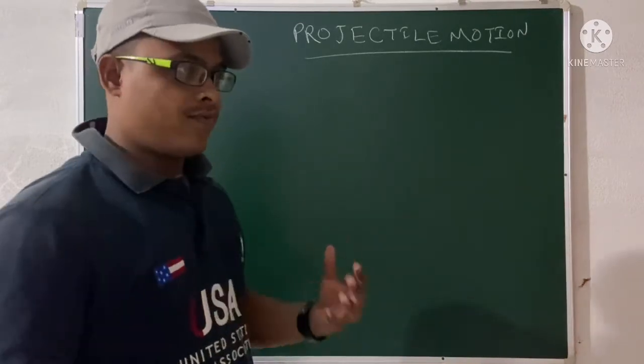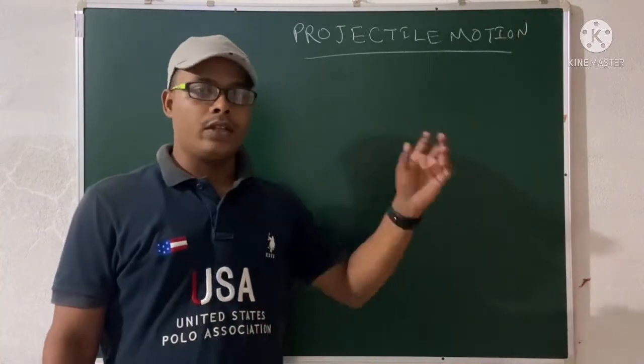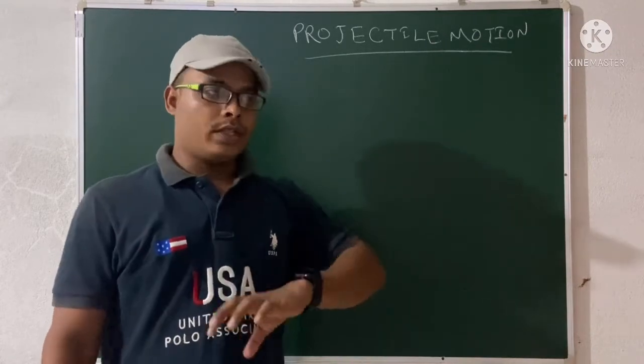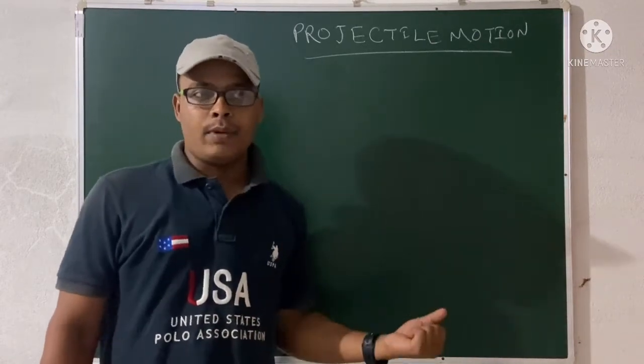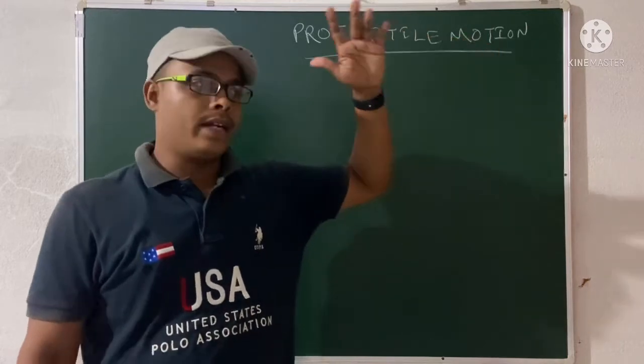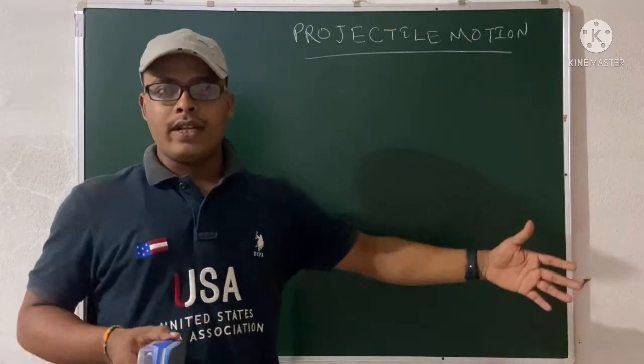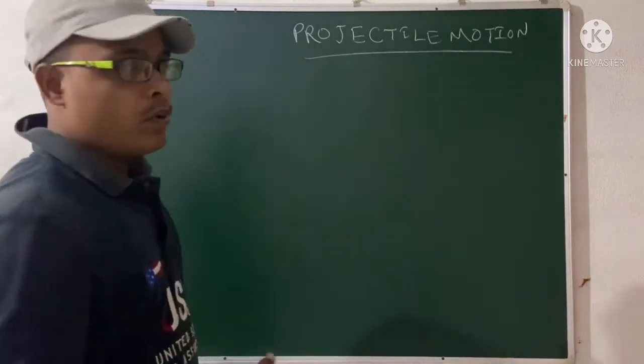First of all, the body will move in the air with an initial velocity, with a final velocity, then it will reach a maximum height, and it will also pass through a distance. That means a body will be projected.